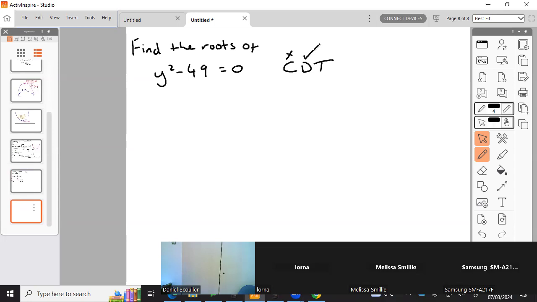Yes. Now remember, the difference of two squares: is the first term a square term, is the second term a square term, and is the middle a minus? Difference is something take away something. So it's two square terms taken away from each other. So it's just y minus 7, y plus 7.